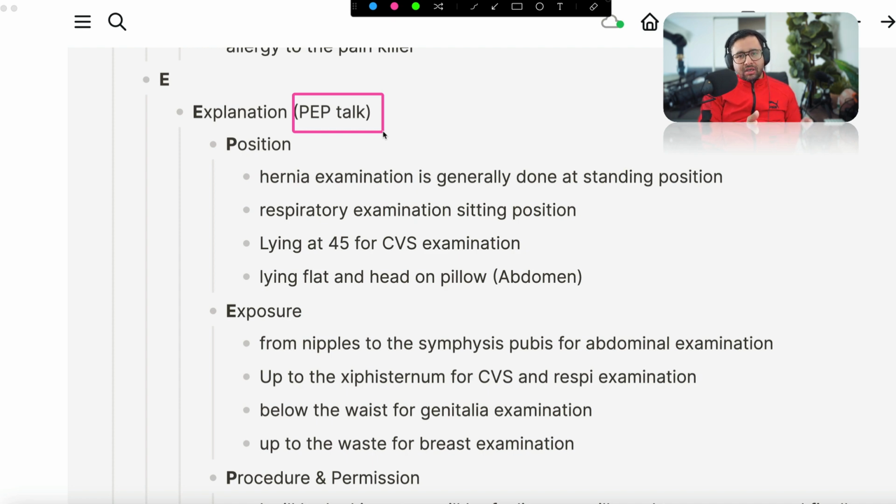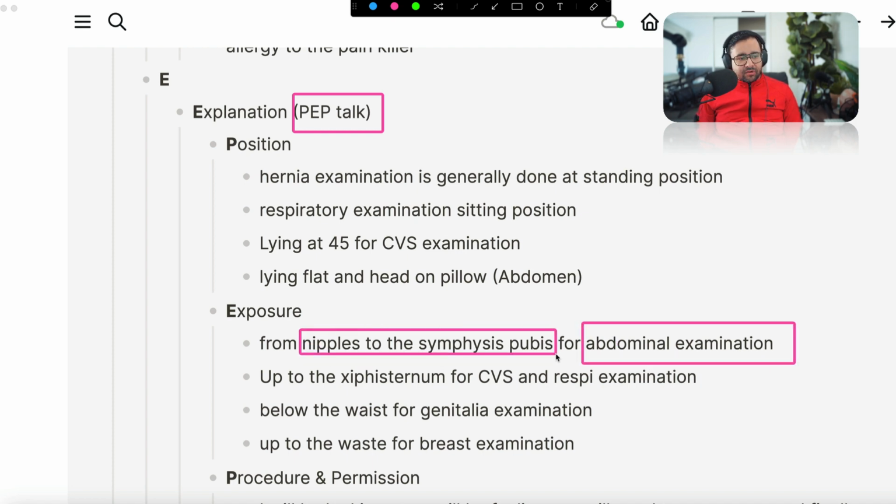But generally speaking, if you are doing abdominal examination, then in that case, what exposure do you need? You need exposure from nipples to symphysis pubis. So your keywords here are nipples and symphysis pubis, and that's what you need to include in your explanation. And when you are doing CVS in respiratory examination, you need exposure up to xiphisternum, and that's your keyword.